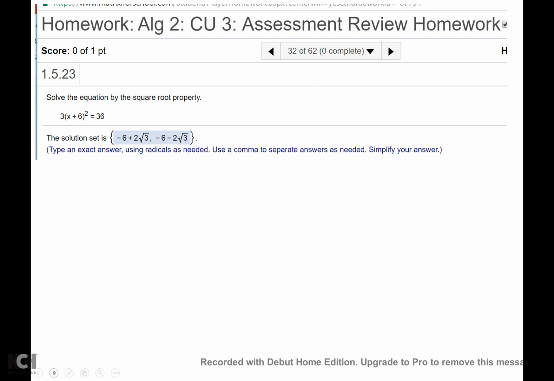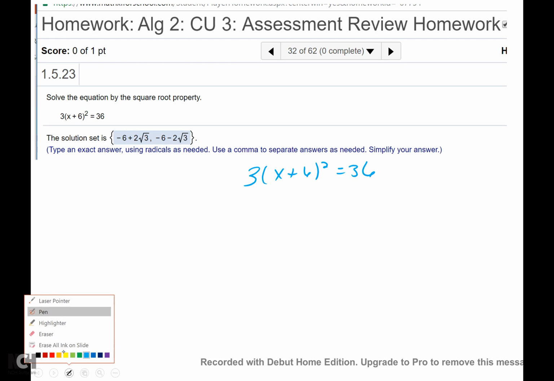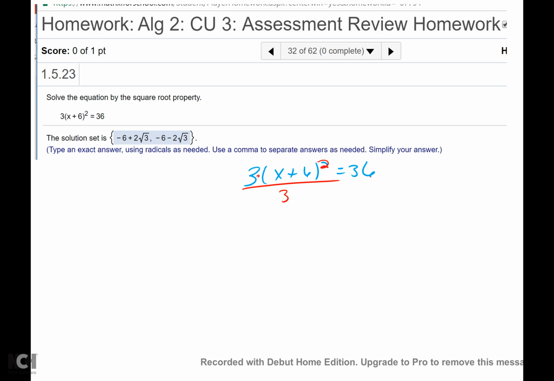Okay, solve the equation by the square root property. If they use the language square root property, they're telling you to isolate and kill whatever's being squared. So since I have 3 parentheses x plus 6 squared equals 36, I can't square root until I get rid of, in other words, to kill this square, I've got to square root, but I can't do that until there's nothing left on the outside of the walls. So to get rid of multiplying by 3, I'm going to divide both sides by 3. That gives me x plus 6 squared equals 12.